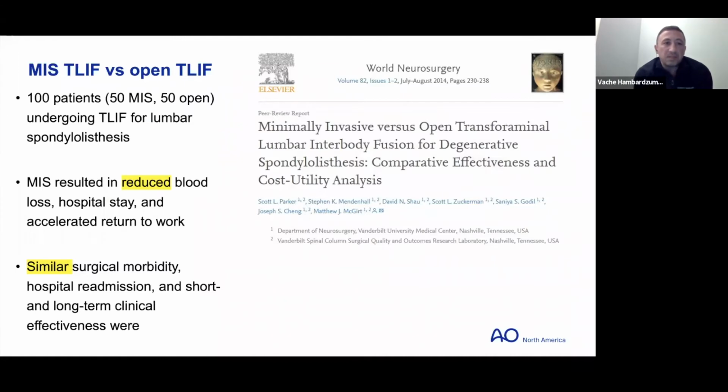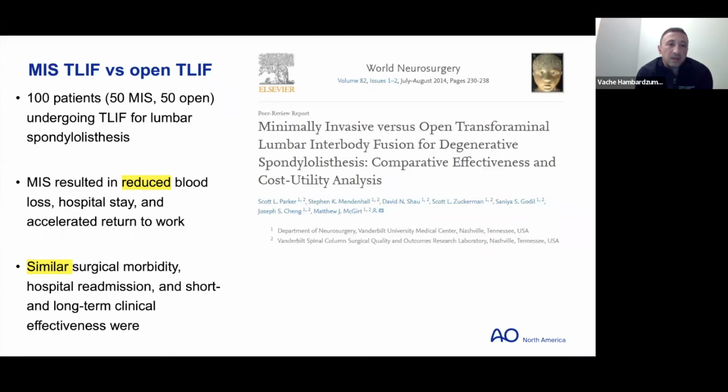How about minimally invasive procedures? We know that minimally invasive procedures are getting more and more popular. Does it make any difference? Does the approach make a difference? This is another question which the authors try to address in this study. They compared 100 patients with MIS TLIF versus open TLIF.